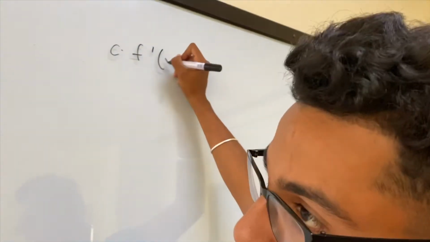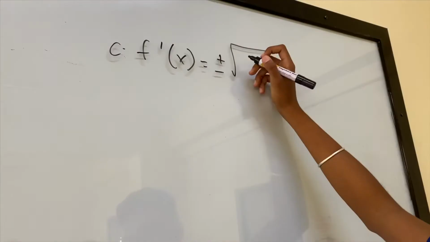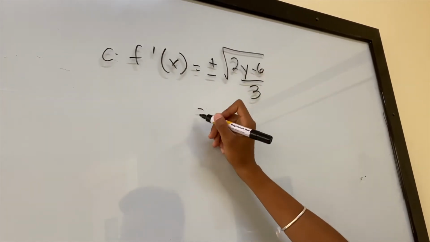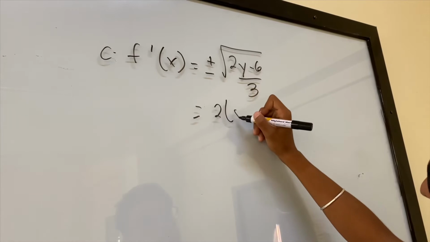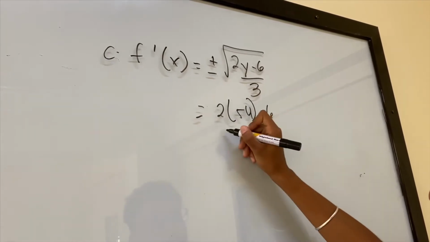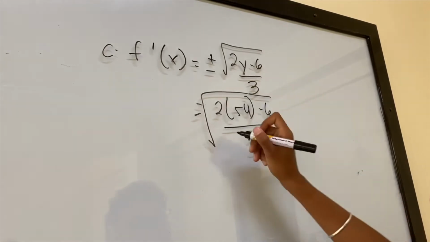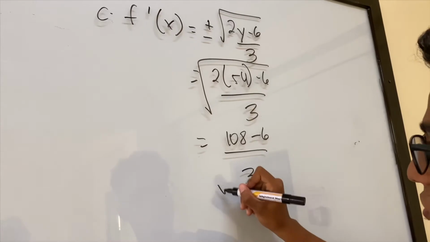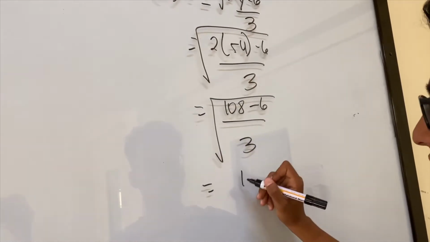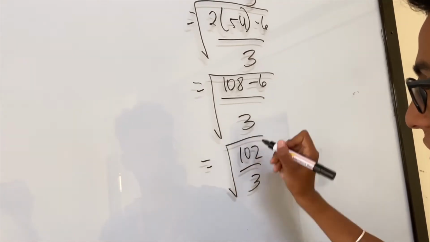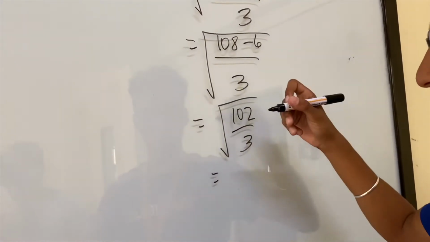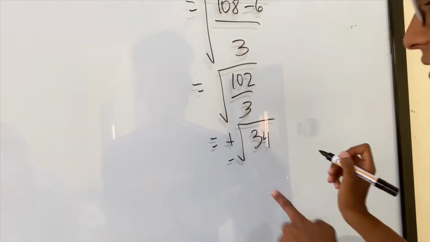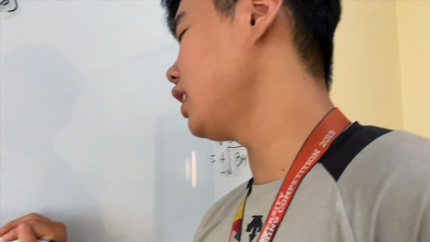f inverse of x equals plus or minus the square root of (2y - 6)/3. So now we will substitute y by 54: (2 times 54 - 6)/3 under the square root. 54 times 2 is 108, minus 6 is 102, over 3, square root. To simplify, the answer is plus or minus the square root of 34. So we'll now prove the equation.